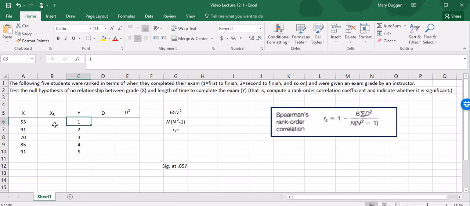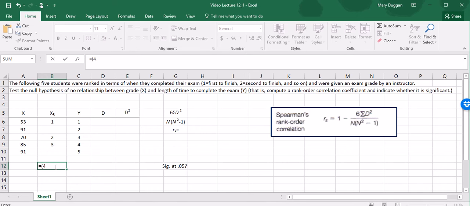So the lowest score is 53, so I'm going to give that a rank of 1. The second lowest score is 70, so I'll give that a rank of 2. And the third lowest score is 85. So easy so far. But then when we hit the fourth score, we have a tie between 91 and 91. And in this case, we have to apply the rule for what we do when there are tied numbers. And that is, we're going to put an equal sign, and we're going to add the 2 ranks that these scores would represent. So in this case, it's 4 and 5.